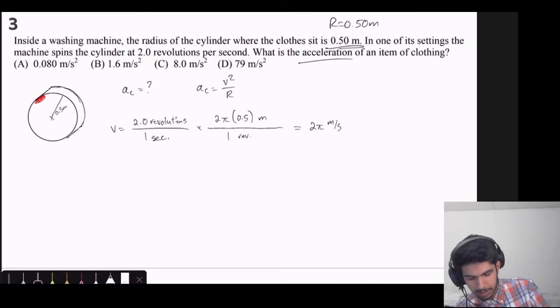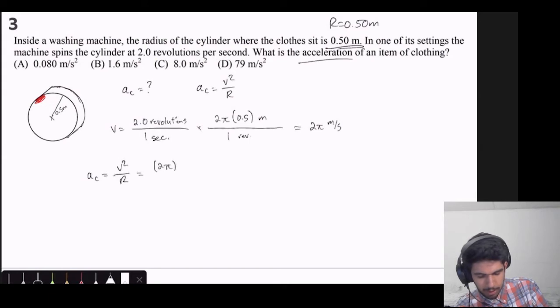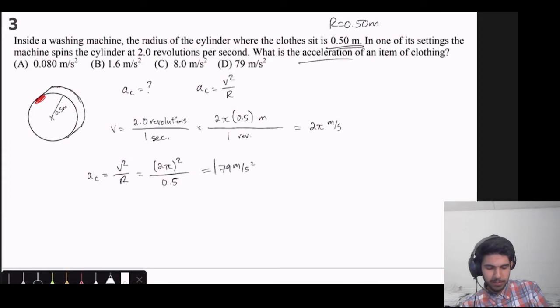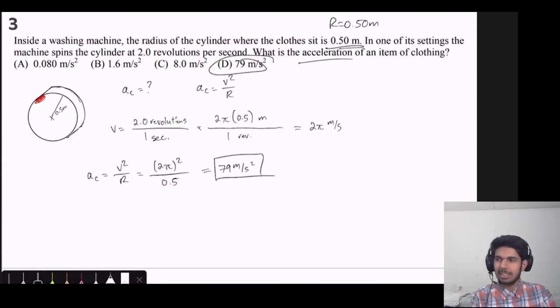So now we have velocity in the units that we want. And now we can just plug it in. a sub c equals v squared over r, which is equal to (2 pi) squared, all over 0.5. And if we compute this out, we get 79 meters per second squared. And thankfully, that's one of our answer choices. That is choice D. So that is our answer for this question. Pretty good. Okay, so let's move on.